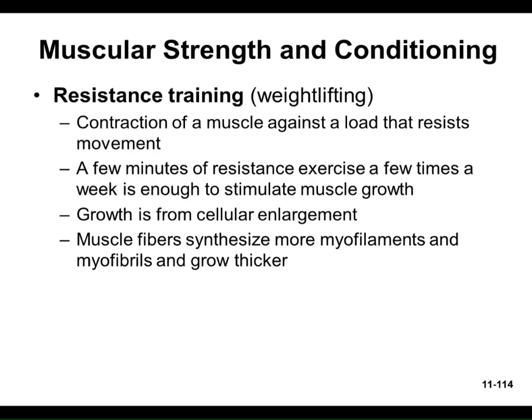If you want to do resistance training, weightlifting type things, then you're going to want to contract your muscle against a load that resists movement, right? You want to have a real heavy load, and just a little bit at a time will significantly increase the muscle growth. Growth in a muscle is going to come from cellular enlargement. Okay. So when your biceps get bigger, the muscle cells within the biceps are getting bigger. So what is there more of? Each cell is getting more what?